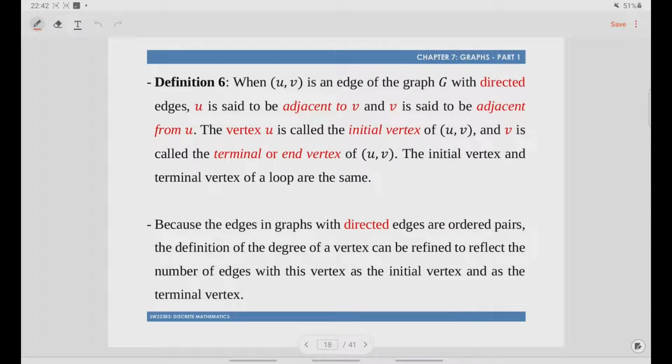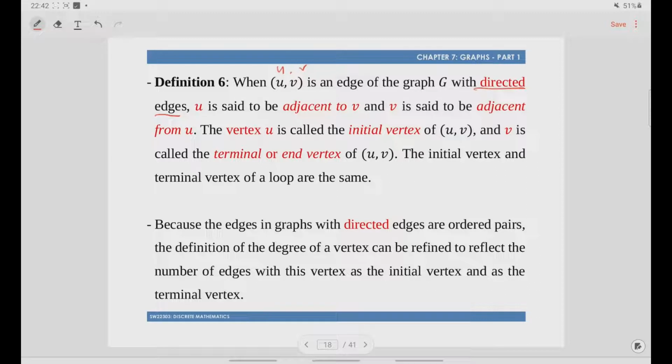Okay, definition number 6. When UV is an edge of the graph G with directed edge. Okay, directed edges. That means we know we have U and V. We know that it starts from U and ends with V. The starting point is U and the ending point is V. So the vertex U is said to be adjacent to the vertex V. And the vertex V is said to be adjacent from the vertex U.